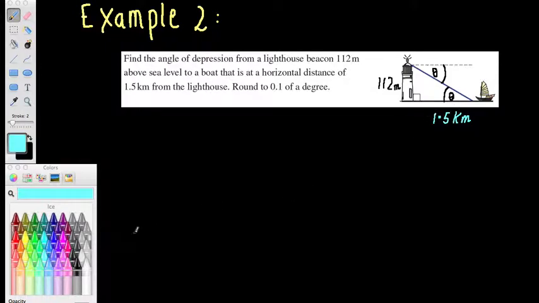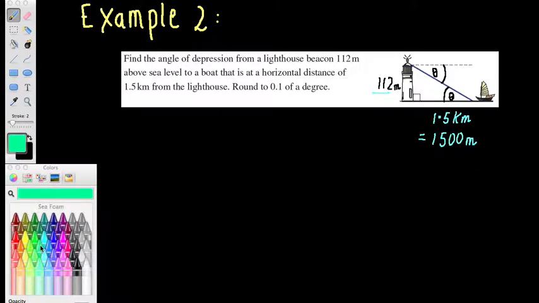Before I begin, I have noticed something. You may have noticed it as well. This is measured in meters here, isn't it? And this here is measured in kilometers. Now that's going to cause a problem. If I try and do this calculation, leaving those numbers as they are, I'm going to get an incorrect answer. I'm going to convert this to meters so that they're both in meters. So 1.5 kilometers, that's 1,500 meters. So I'm actually going to use those two values now, 112 and 1,500.